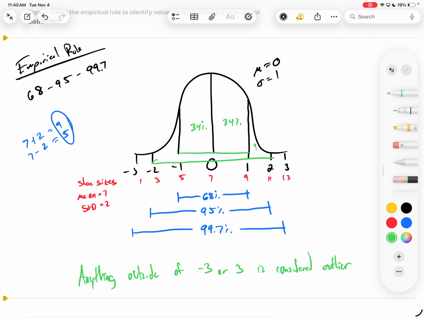95 minus 68 is 27, but then what do I got to do? I got to divide it by 2 because there's 2 areas. Everything is symmetric here, so you would do that. It'd be 13.5%, 13.5%, okay?